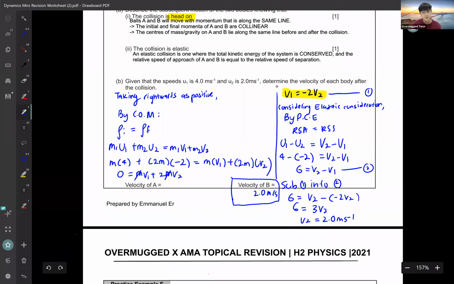Okay, now if I want to find velocity of A, I'm trying to find V1. So look, V1 is minus 2V2. That's from here. Okay, then I know V2 already. V2 is 2. So I'll straight away put minus 2 times 2, which is now minus 4. So that's minus 4. Okay, so yeah, done. Quite standard.